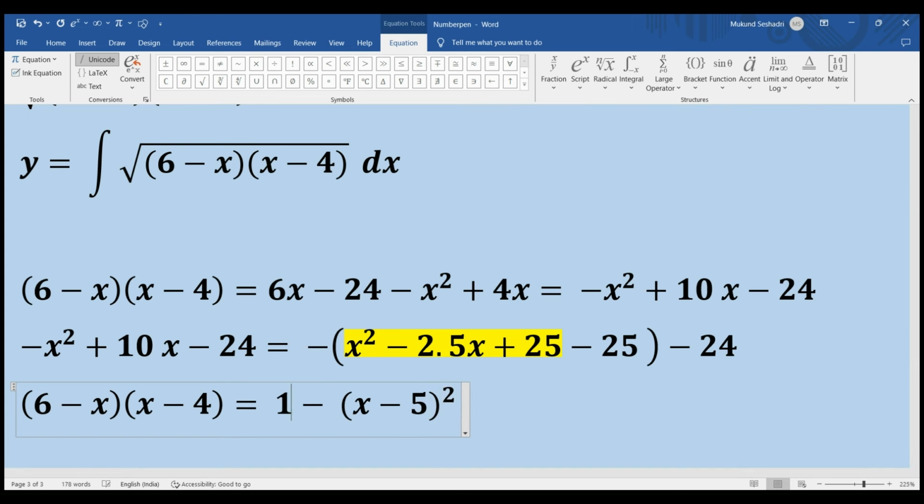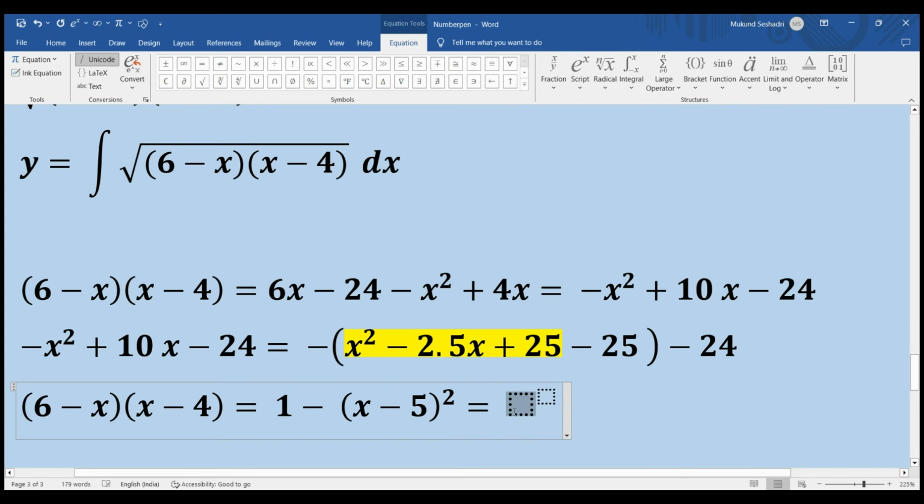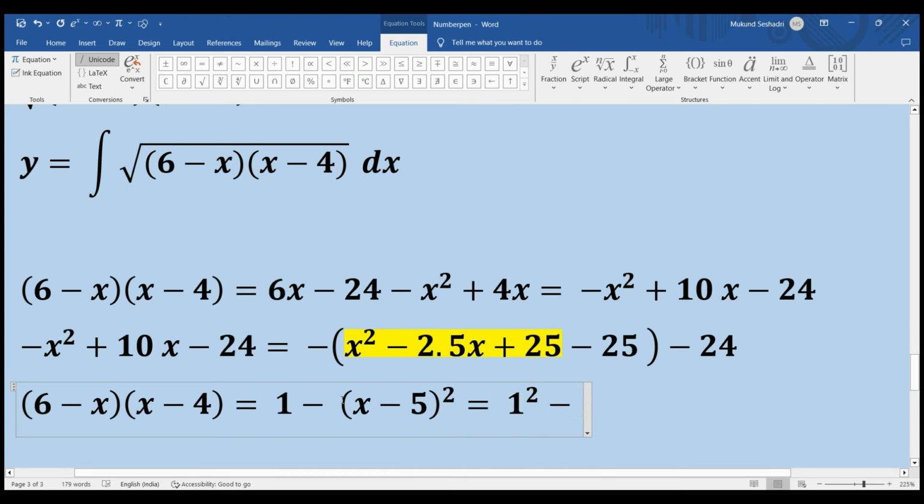So after doing the rearrangement, what I get is that this particular expression is nothing but 1 minus (x minus 5) the whole square, right? And what is your 1? Your 1 is nothing but 1 square, right? Your 1 is the same as 1 square. So your quadratic expression is nothing but 1 square minus (x minus 5) the whole square, right?